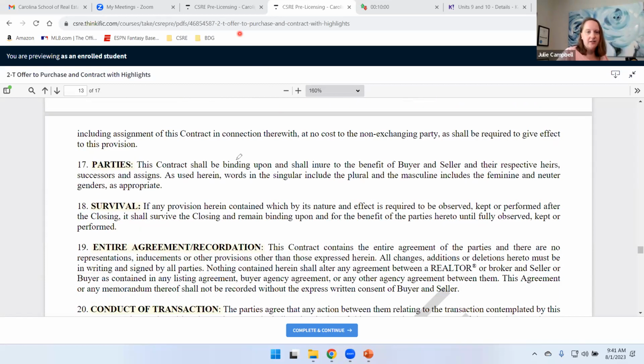Parties to the contract. This contract shall be binding upon and shall inure to the benefit of the buyer and the seller and their respective heirs. When do heirs kick in? When the individual passes away. Death is only an out when you're negotiating the offer. Once we are under contract, death is not an out. So the parties are the individuals, buyer and seller, and their heirs.